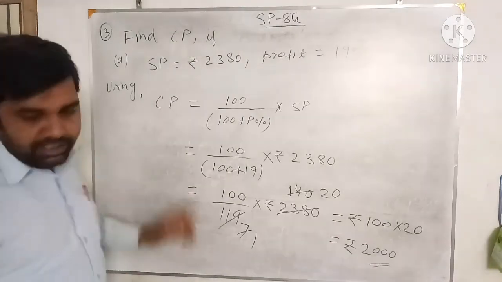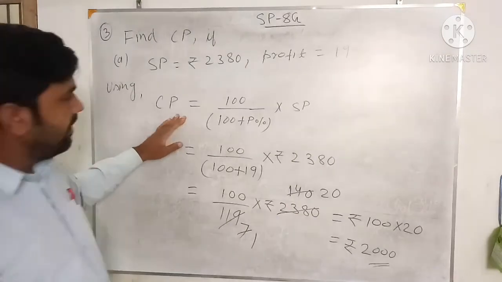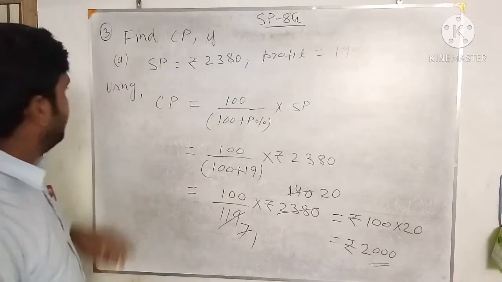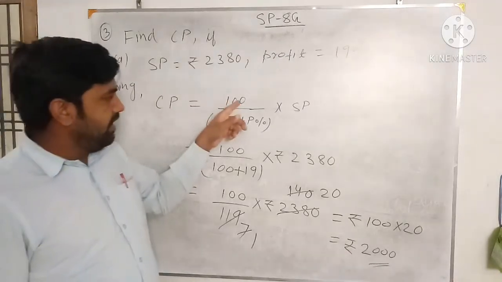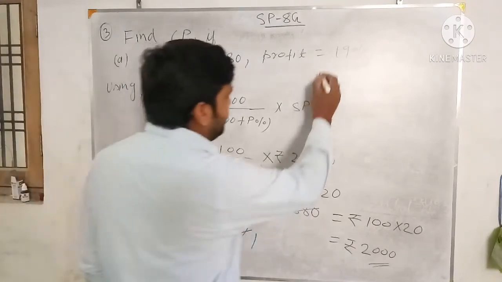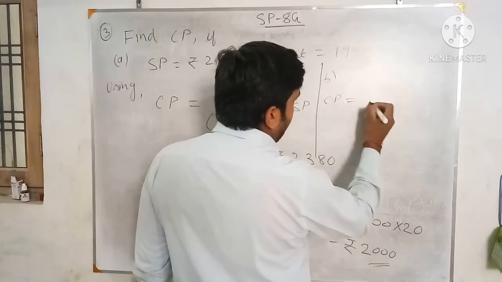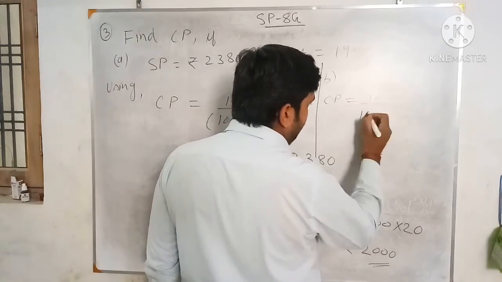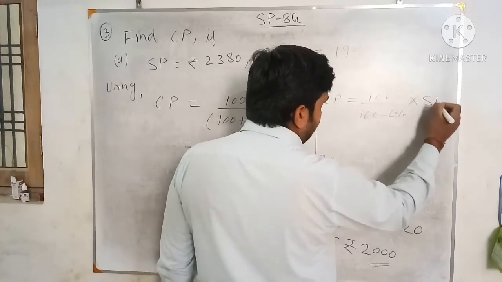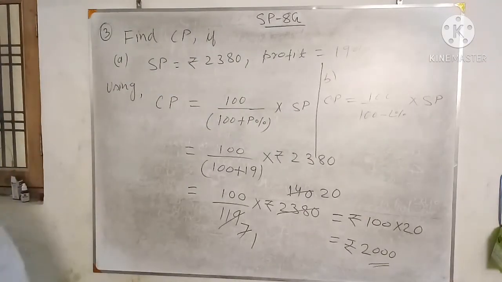For the second question, 3B, the loss percent is given. In case of loss percent, the formula will be 100 upon (100 minus loss percent) into selling price. So for 3B, CP equals 100 upon (100 minus loss percent) into selling price. You use this formula in the second question. Now move to the next question, number 4.